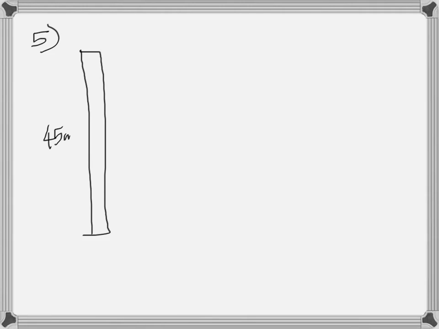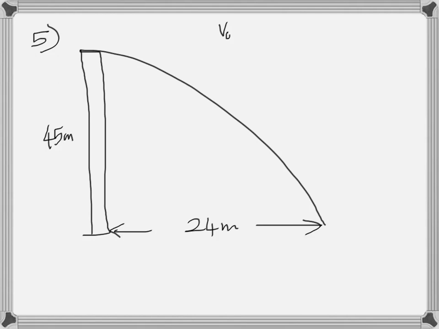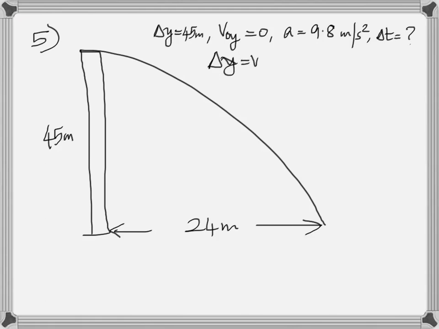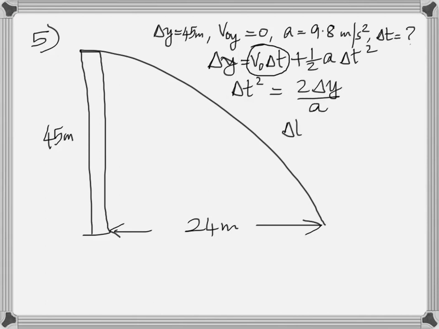Question number 1, the height and the range are given. Obviously, this is not drawn to scale. Again, the initial vertical velocity is 0 because it's projected horizontally. And delta y is 45 meter. So use this equation to get delta t squared is equal to 2 delta y by a.